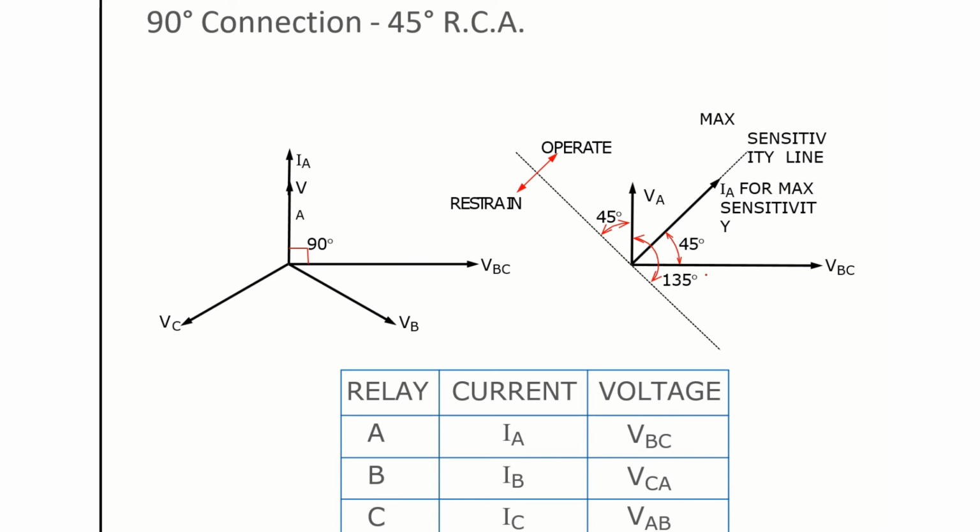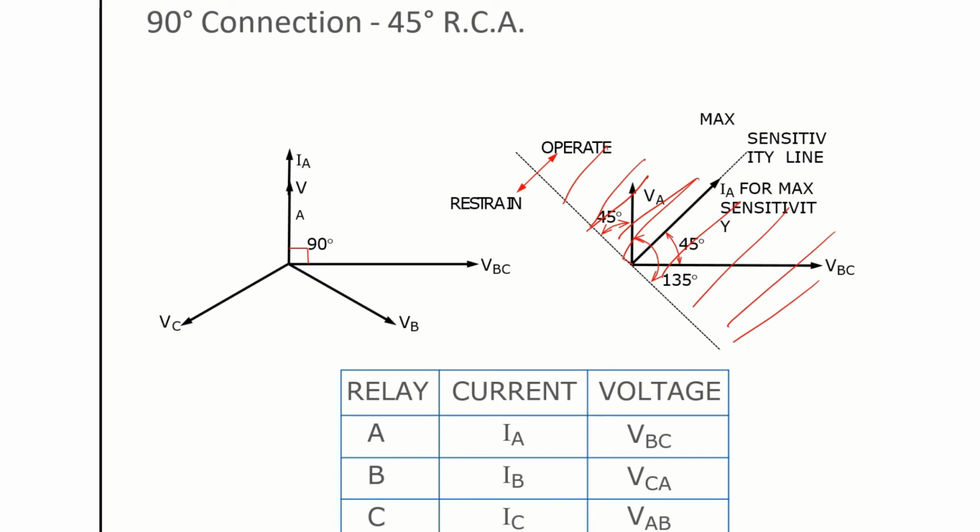And now, if we are saying 45 degree with respect to your quadrature voltage, it will be in the anti-clockwise direction, positive. If we are saying 45 degree from VA, it should be in the anti-clockwise direction, negative. And I have already discussed that for this direction, this will be my positive operating direction, and that operating direction will be from here you have to draw plus minus 90 degrees.